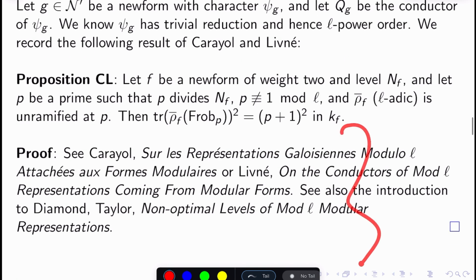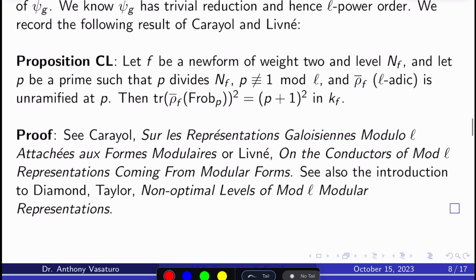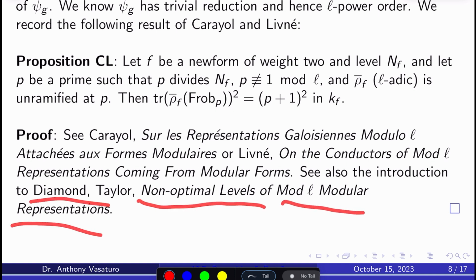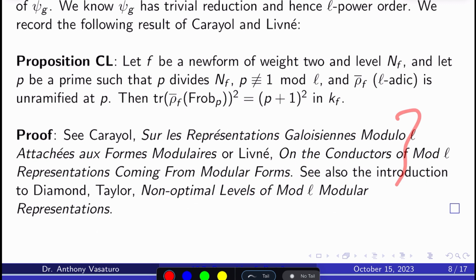Here are some references for a proof of this. We're not going to go through a proof of this. I haven't been through it actually. A good place to start would be Diamond-Taylor's non-optimal levels of mod l modular representations for some background information. And then you can go into the hardcore Carayol references and stuff.